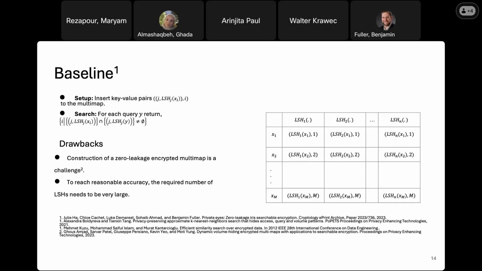The drawbacks of the baseline scheme are that the construction of zero leakage multimaps is proved to be impossible, and we are going to have at least the search equality or query equality pattern leaked. The other thing is that to reach the accuracy that we talked about in the previous slides, the number of required LSHs, which is n here, should be very large. And when we say large, we mean in the order of millions.